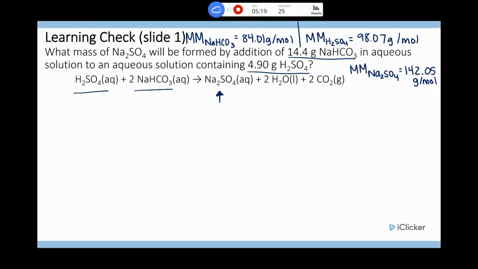Spend another minute or two. If you haven't determined the limiting reactant, make sure you start with that, answer that iClicker question, and then submit. It's the only clicker question, and then continue with the rest of the question.